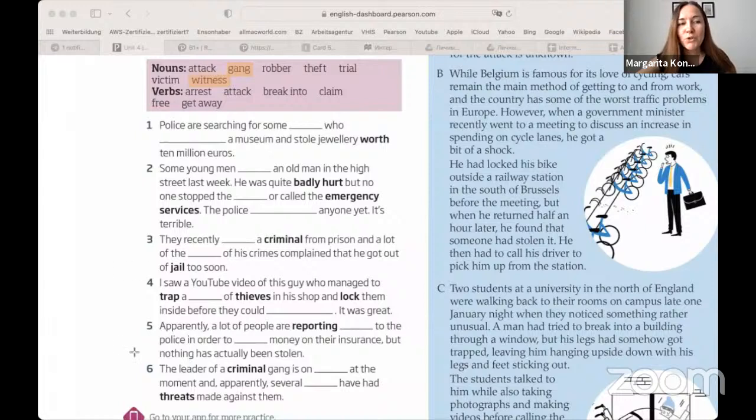Okay, here we've got 6 sentences. I'd like you to try to complete these sentences with the missing words. Check, yes, if you need a noun or a verb according to the grammar of the sentence, right? Okay.